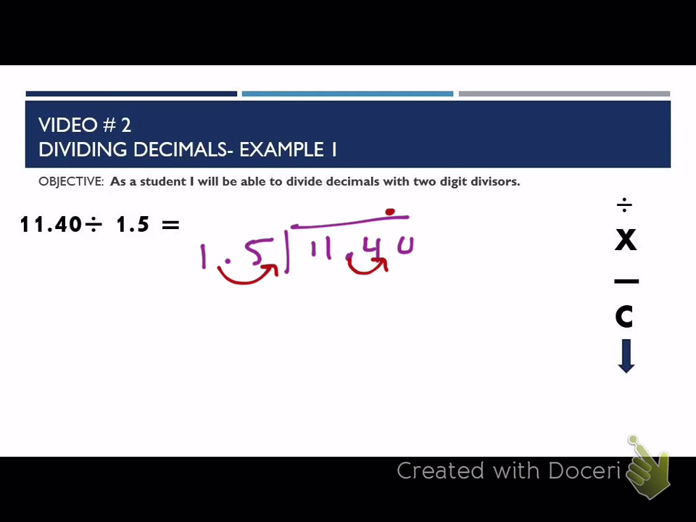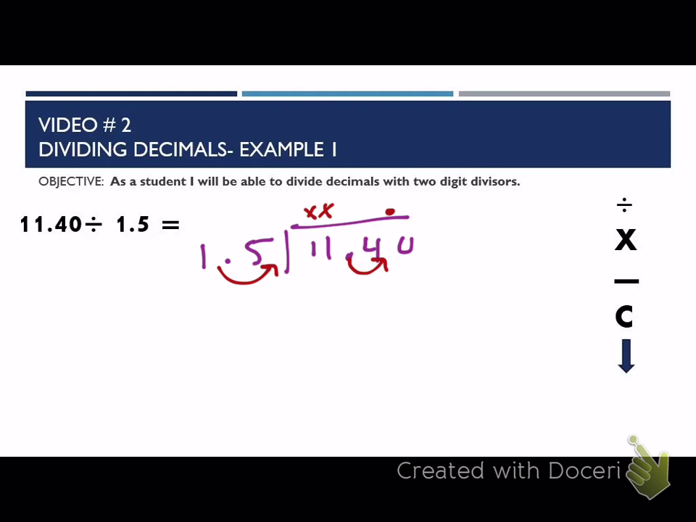Okay, now we need to figure out how many times 15 goes into 1. Well, it doesn't. I'm going to put an X there. Does it go into 11? No, it does not. Does it go into 114? Well, it does, but I'm not quite sure how many. So what I'm going to use is a strategy called fast facts, and that's simply counting by 15s on the side. So I'm going to show you.